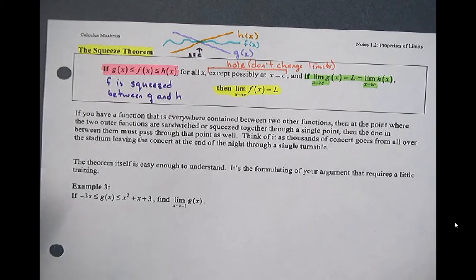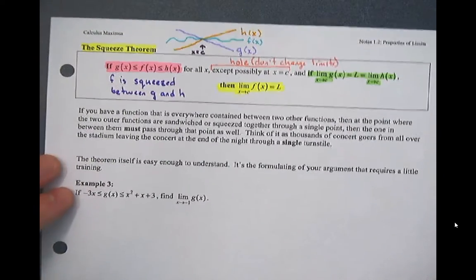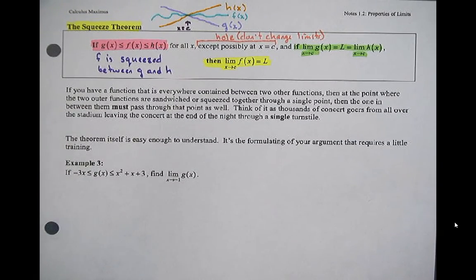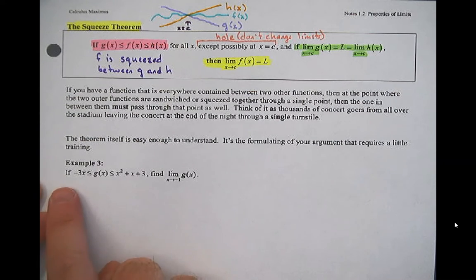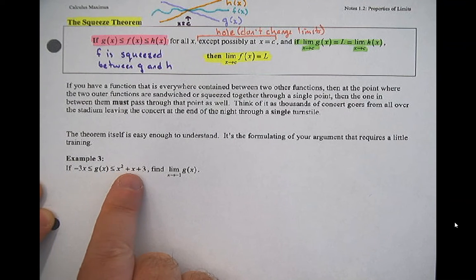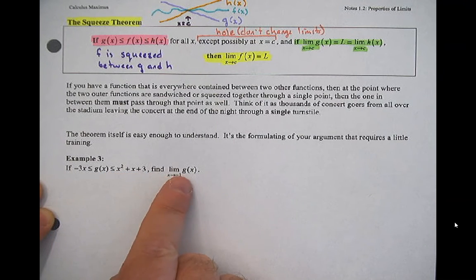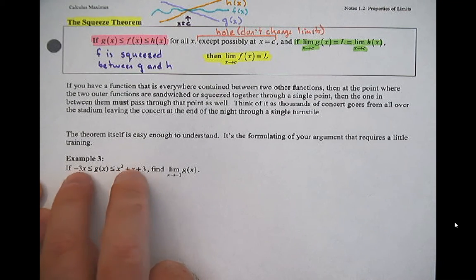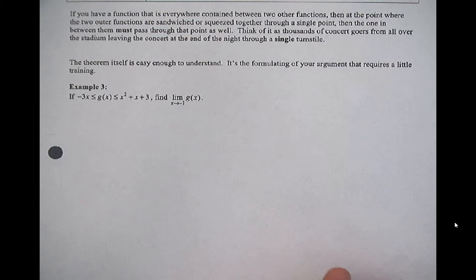Okay, so how do we prove this? I think that's enough of an explanation. Once you see a couple examples, I think it starts to make a lot more sense. So let's try to prove that if negative 3x is less than or equal to g is less than or equal to x squared plus x plus 3, then find the limit of g of x. Well, we know nothing about g of x except that it's trapped between these two curves. That's all we know. So we're going to use that as our beginning point.